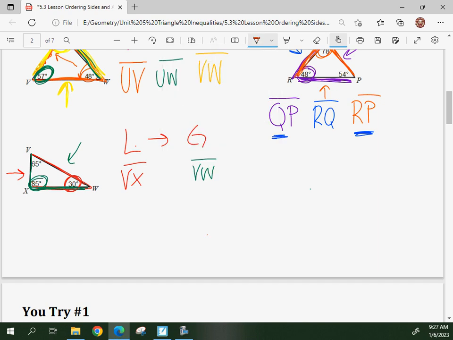And then we have one more side left over with no arrow pointing to it. It's that one right there, XW. It's going to have a length somewhere in between those other two sides. Again, we can't figure out how long these sides are, but we can figure out which one's going to be the biggest, the smallest, and the mediumest side.